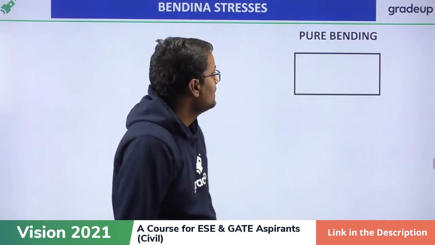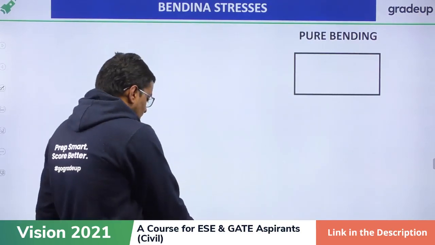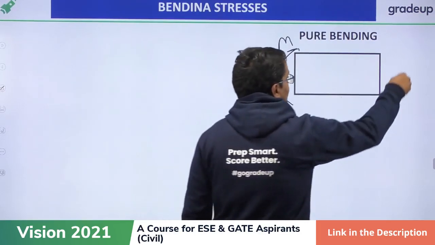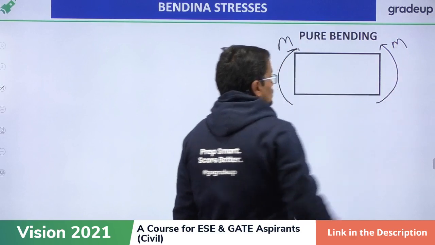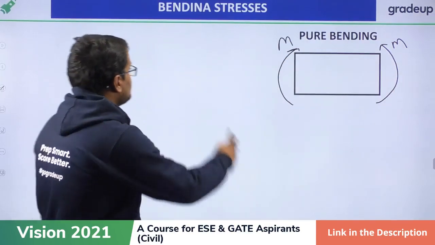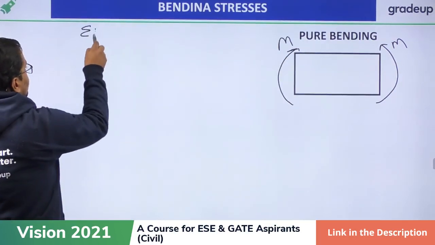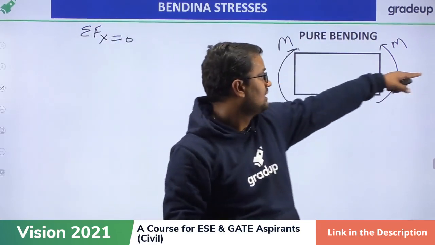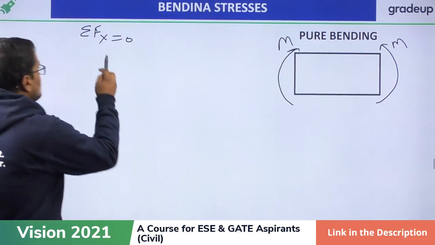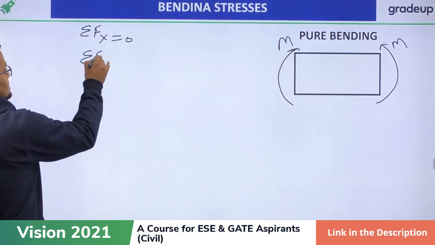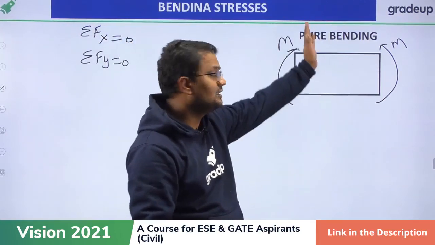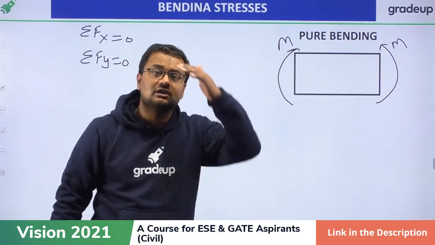My dear friends, suppose this is a beam and I apply a moment here like this and here a moment like this. So the net summation Fx, how much? There is no horizontal force in x direction, so summation Fx is equal to 0. Similarly, summation Fy is equal to 0. There is no force in vertical direction, therefore summation Fy is equal to 0.